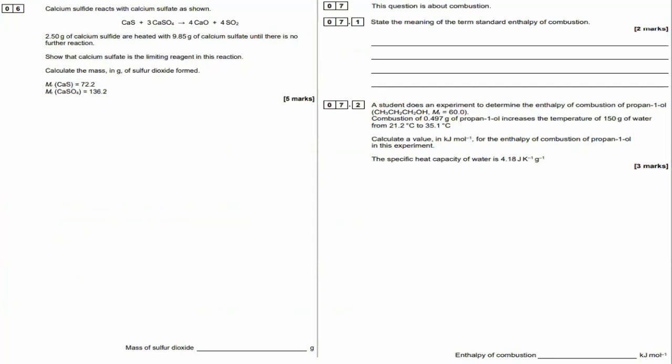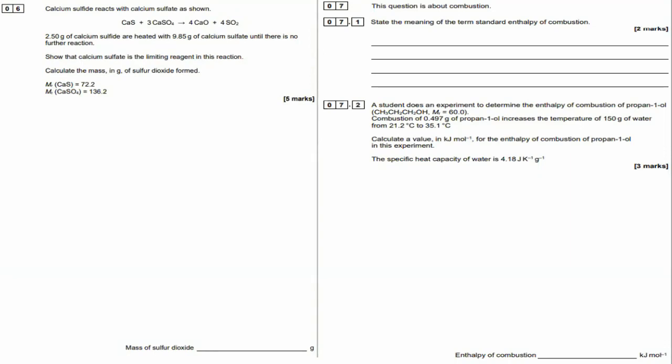Let's look at question 6. Right, let's do that again. So calcium sulfide reacts with calcium sulfate as shown. Calcium sulfide plus calcium sulfate goes to calcium oxide and sulfur dioxide. 2.5 grams of calcium sulfide are heated with 9.85 grams of calcium sulfate until there is no further reaction. Show the calcium sulfate is the limiting reagent in this reaction. Calculate the mass in grams of the sulfur dioxide formed.